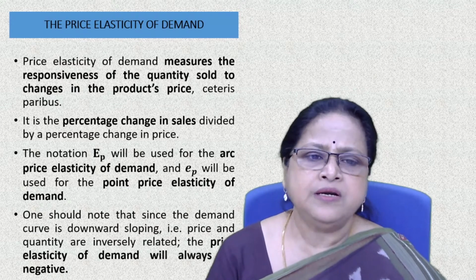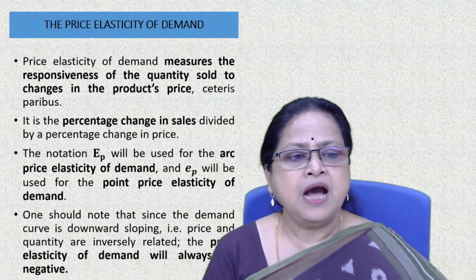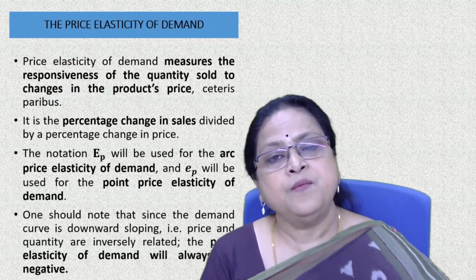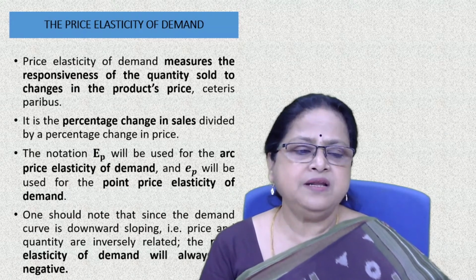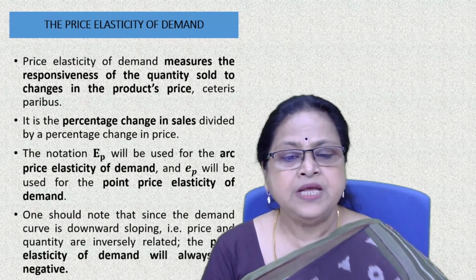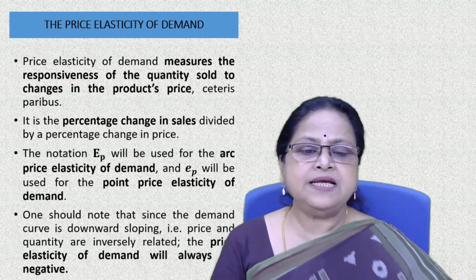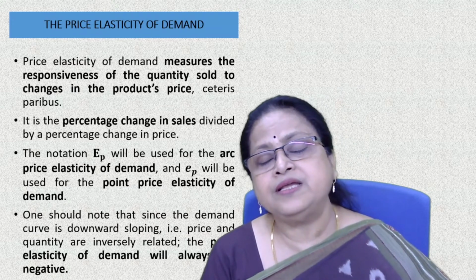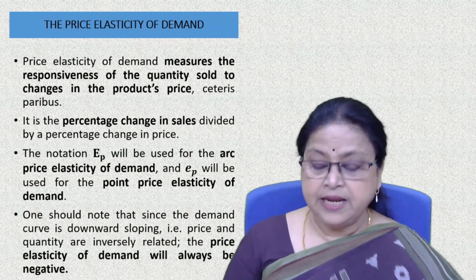We can also say it like this. The notation capital EP stands for arc price elasticity of demand, and small ep stands for point price elasticity of demand. One should note that since the demand curve is downward sloping, that is, price and quantity are inversely related, the price elasticity of demand will always be negative. Remember that. We are taking the mod value, as price elasticity of demand will always be negative.